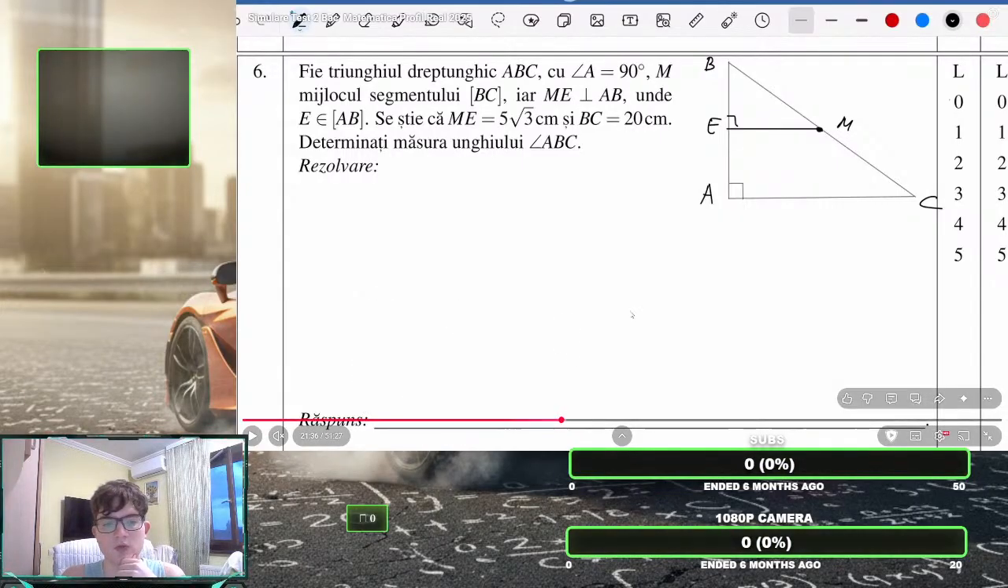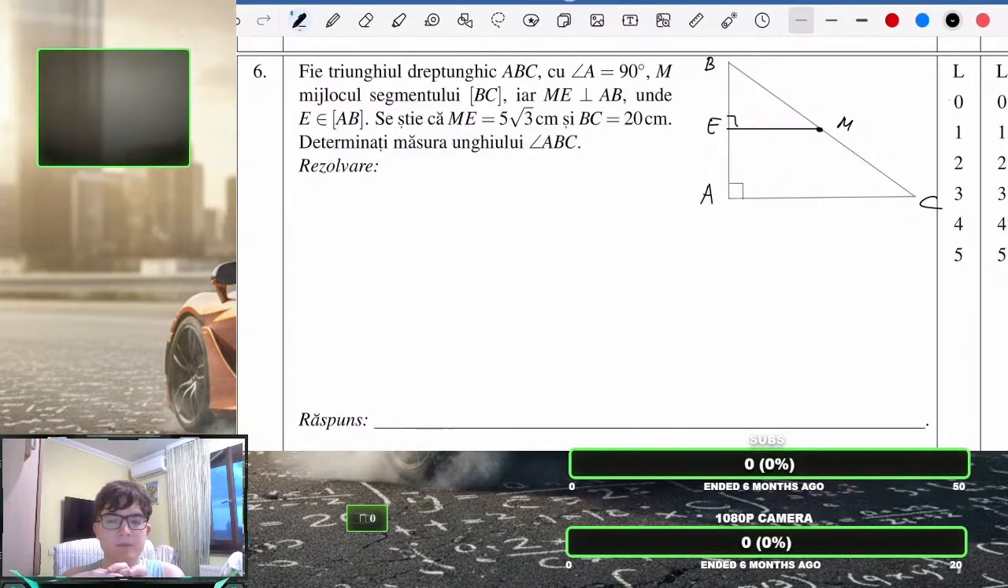I am off to this first geometry problem, which should be the easiest one of the test. Let's see how I do here. We got this triangle ABC with a 90-degree angle at A. M is the midpoint of segment BC, and ME is perpendicular to AB, which from the drawing we can see is a true 90-degree angle right there.